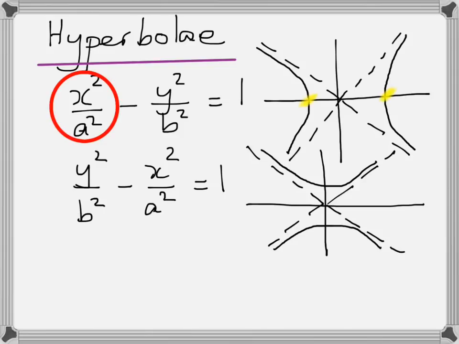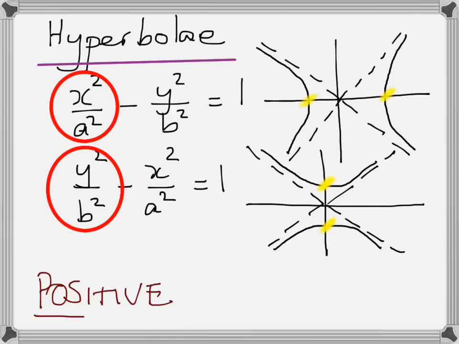But what you've got to remember is whichever the positive term is, that's the one that's got the intercepts, okay? So this one here is the y squared term. That's got the intercepts. That's what I'm saying there, just to reinforce the point.